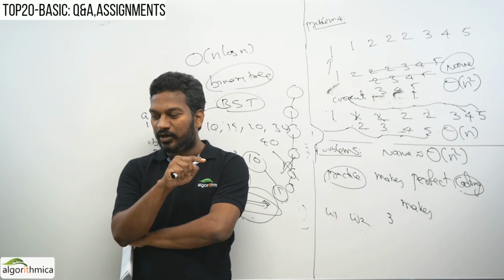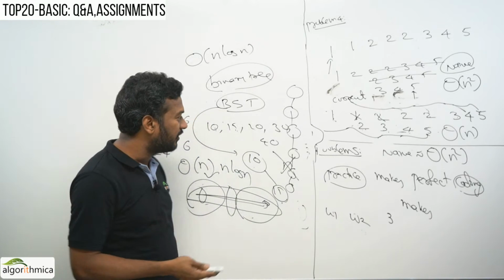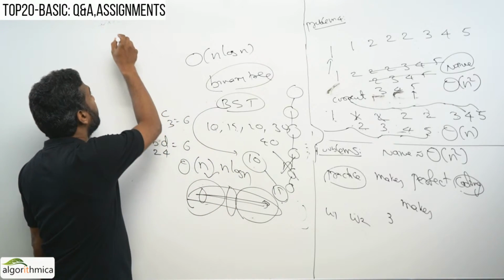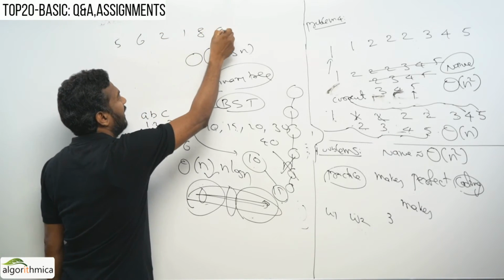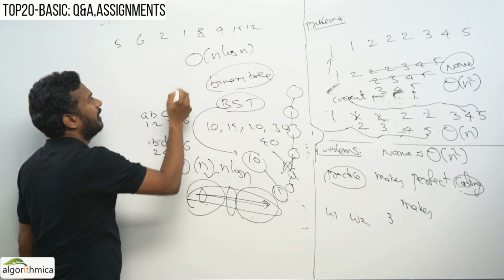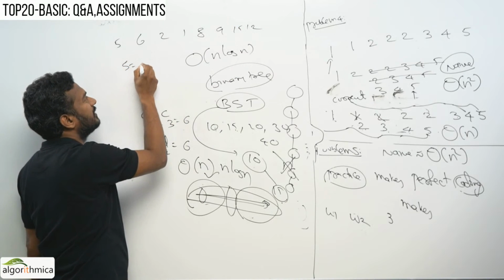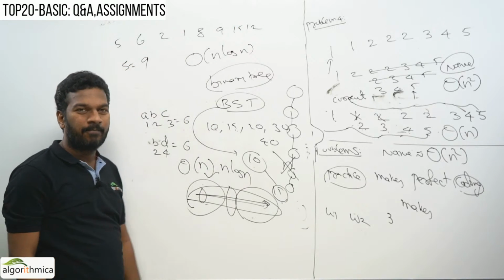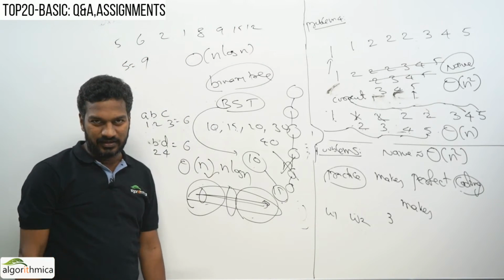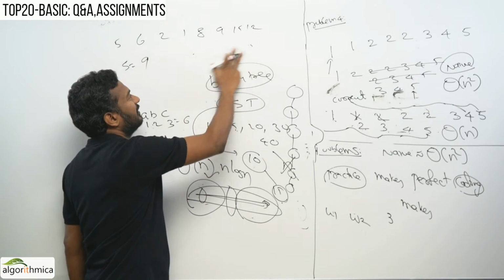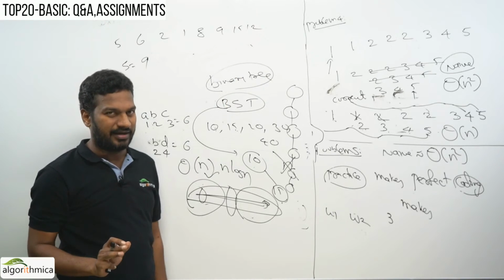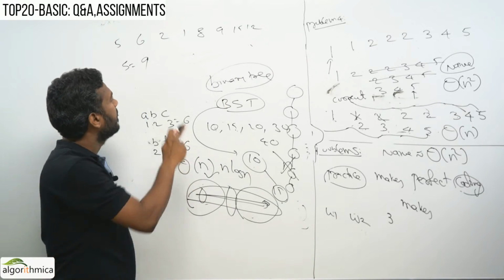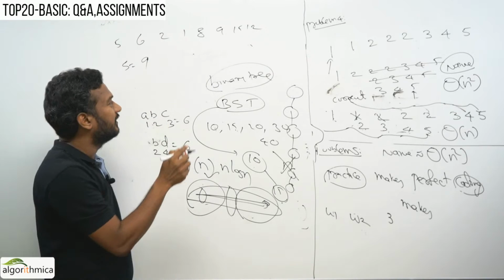To find whether a pair sums to x, what is the complexity? So this is the problem: 5, 6, 2, 1, 8, 9, 15, 12. Let's say the sum equals 9; 8 plus 1 is 9. So how do you solve it? That's the two-sum problem. It's an unsorted array, not sorted. I explained the sorted array, and the unsorted array is also in the videos, but just to give you clarity on the complexity.